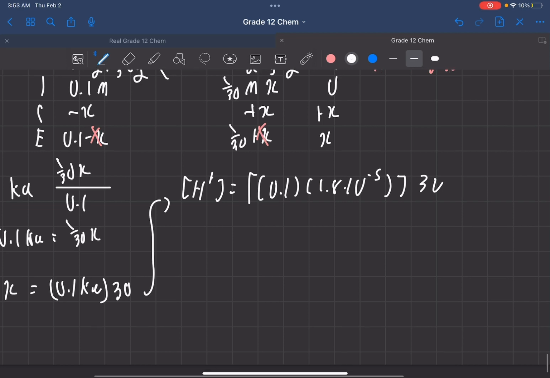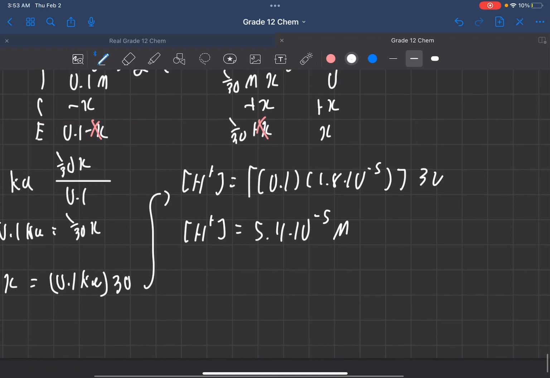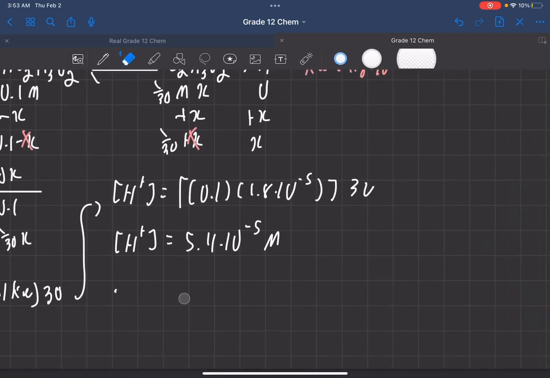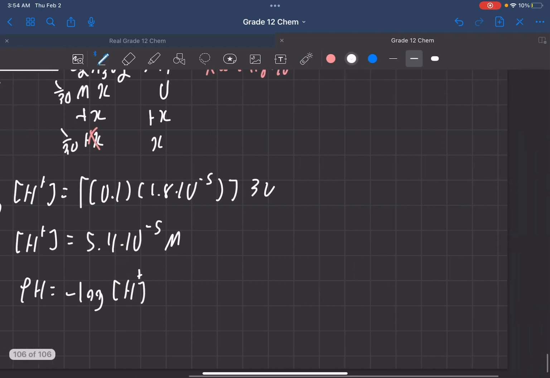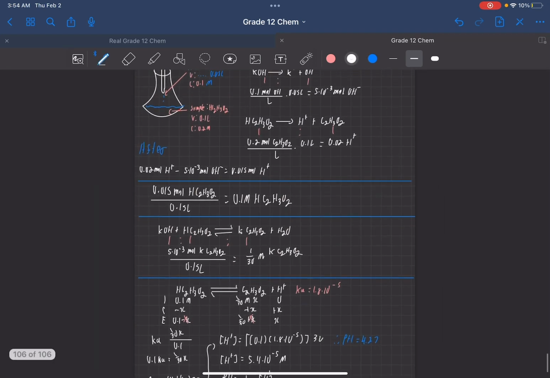So we end up getting a hydronium concentration of 5.4 times 10 to the negative 5 molar. And then from here we know what to do, right? Just pH. So pH equals the negative log of the hydronium. Just plug this number here, so negative log of 5.4 times 10 to the negative 5. And we should get a pH of 4.27, showing that the solution is dilute, right?